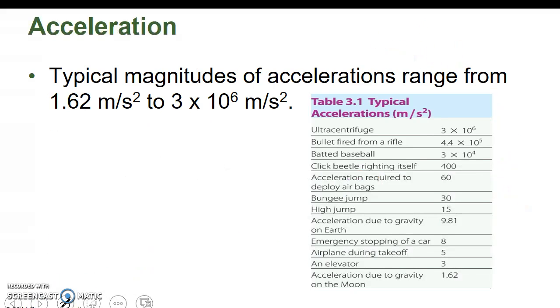You can see some typical accelerations. You can see the bullet fired from a rifle, a batted baseball, if you're watching the Little League World Series right now. And then, of course, acceleration in an elevator, stopping of a car, etc. You can see the different numbers and how they relate to meters per second squared.